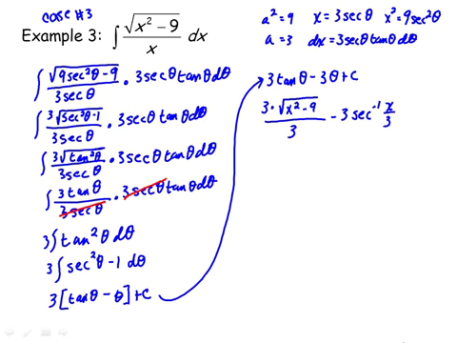Do you see something that will cancel out? These 3's will cancel out, right? What about the 3's on the right? Can I cancel the 3 with the x over 3? Why? X over 3 is an argument. It's not a constant, so I cannot cancel those out. Alright, so we're going to have the square root of x squared minus 9 minus 3 secant inverse of x over 3. And of course you have the plus c. And that's all you can do with that. That's the only thing that you can do with that.